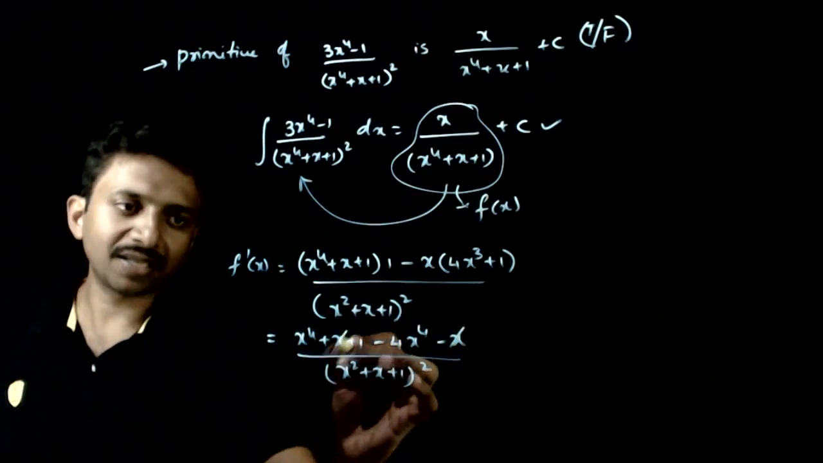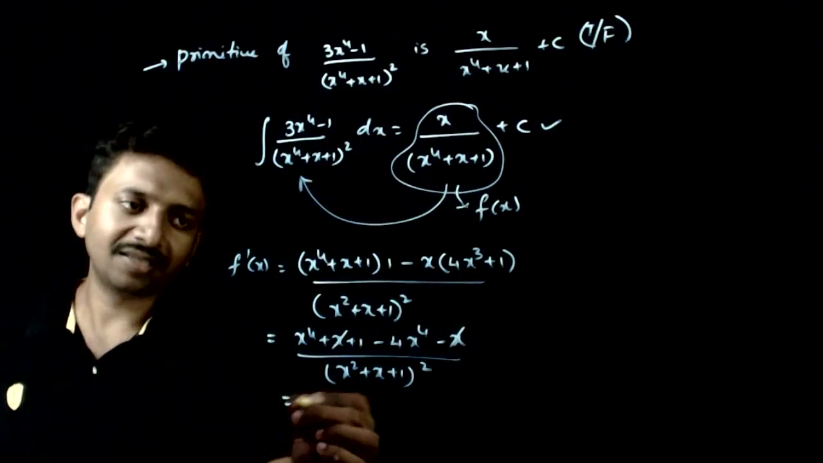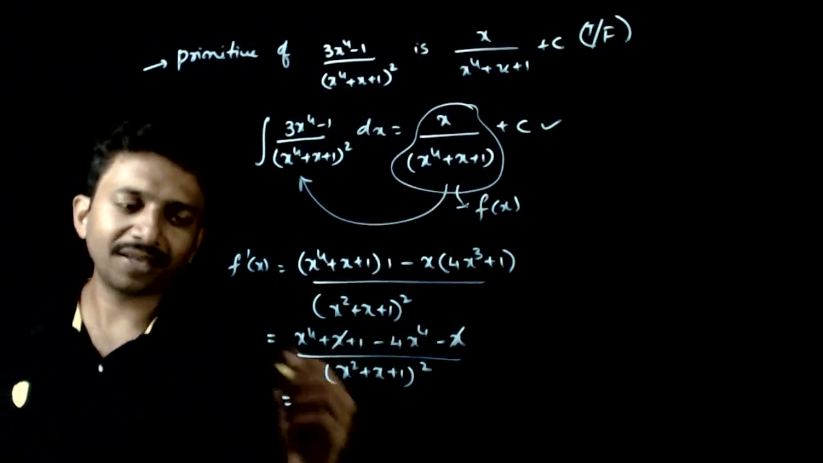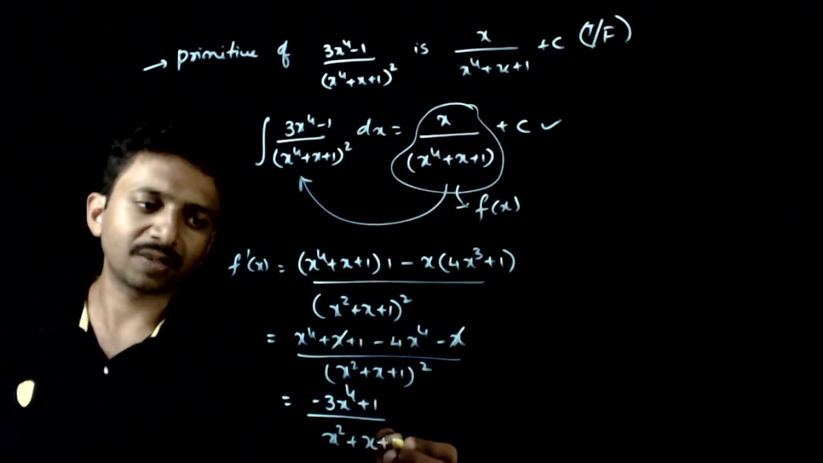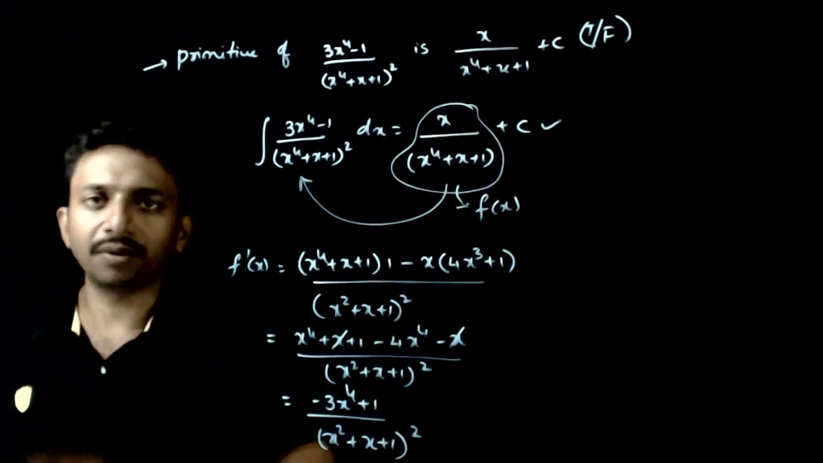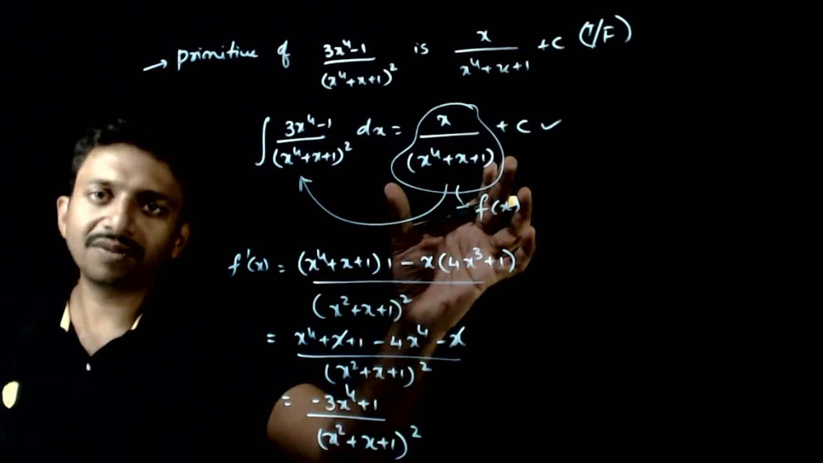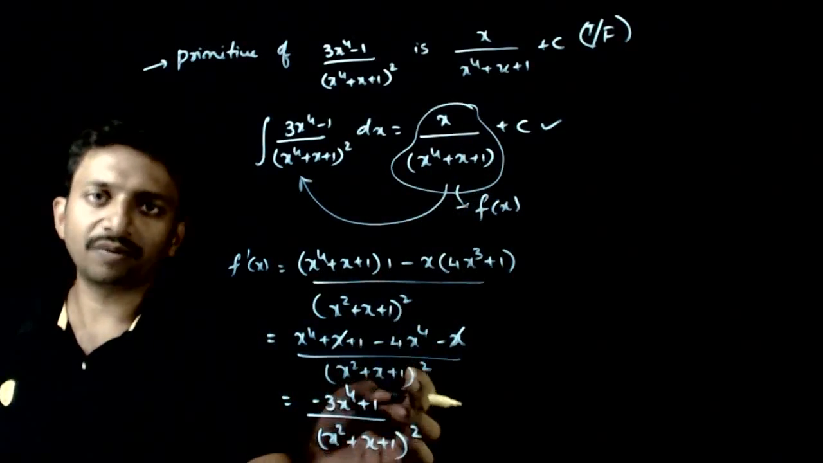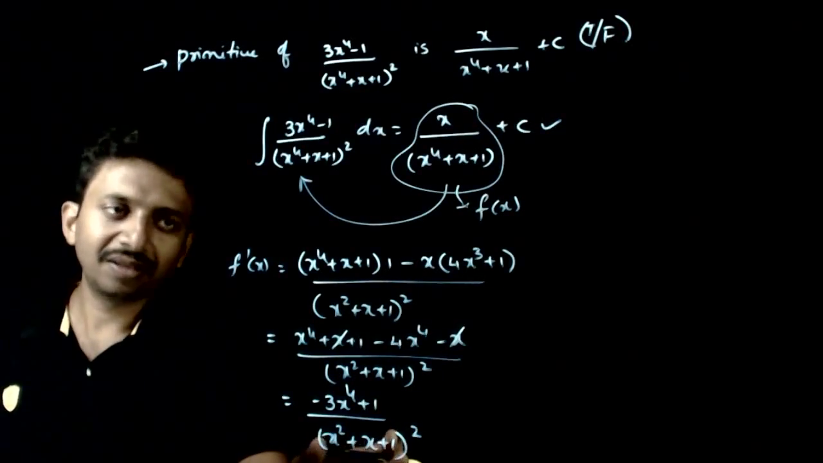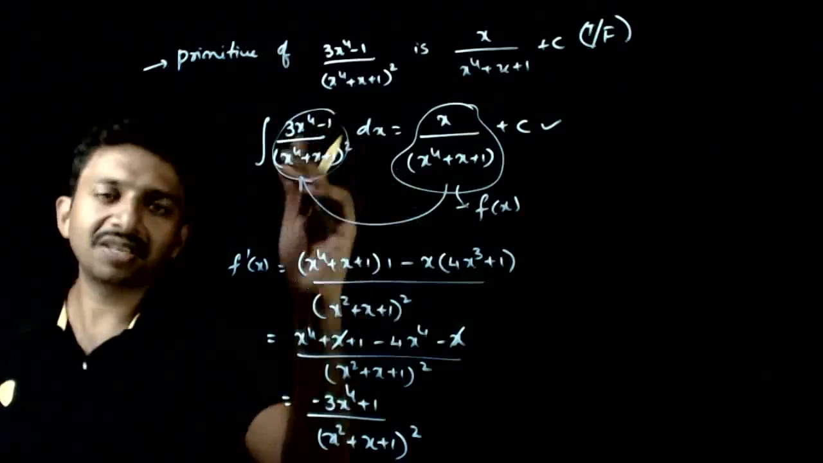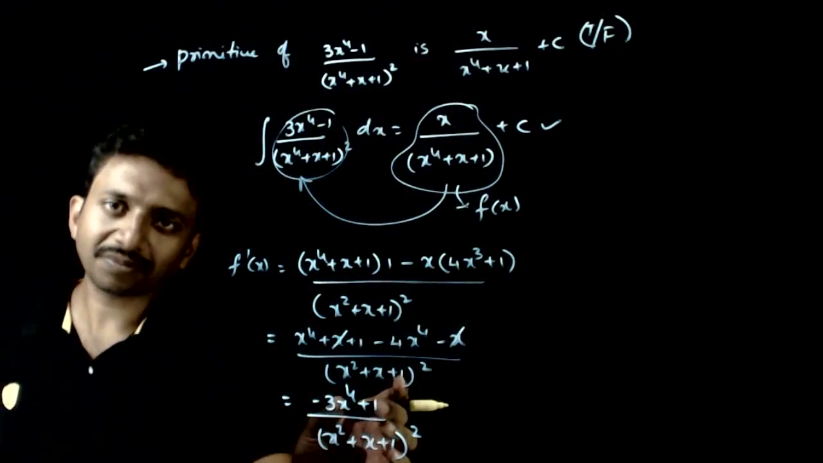So minus x plus x is getting cancelled. That is equal to x power 4 minus 4x power 4, minus 3x power 4 plus 1, by x square plus x plus 1 whole square. So the differentiation of this is minus 3x power 4 plus 1 by x square plus x plus 1 whole square. But the given expression is 3x power 4 minus 1.